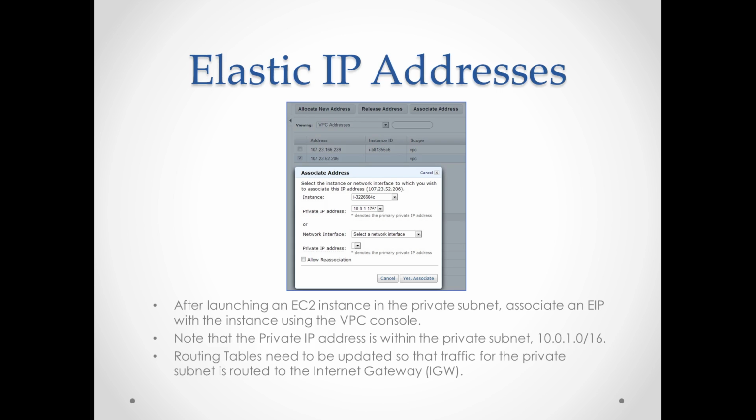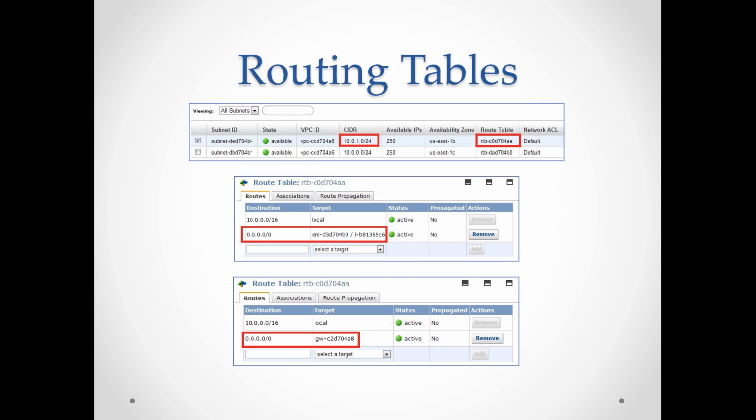The second step is to modify the routing table so that traffic from the private instance is routed to the internet gateway. The first image is from the subnet table, which is accessible through the VPC console, and the subnet table shows me which routing table is associated with my private subnet. My private subnet again is 10.0.10 with a mask of 24. And so the routing table associated with that subnet is 4AA.